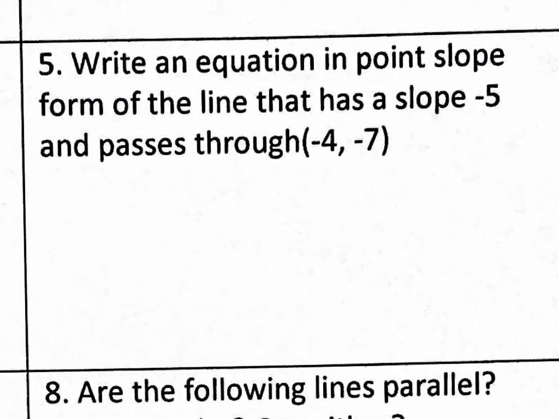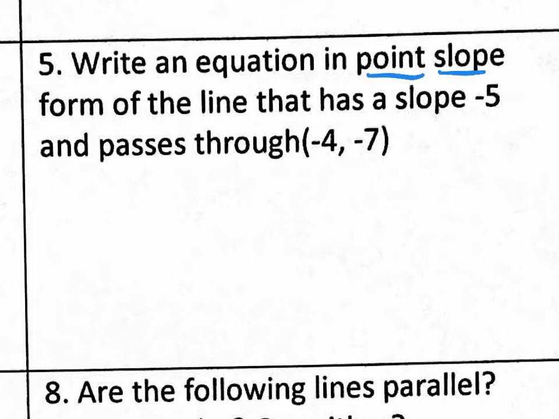Here we go. Write an equation in point slope form. This is not slope intercept, it's point slope. So you need to know what that is. And of the line that has a slope negative 5 and passes through the point negative 4, negative 7. So let's begin on this explanation. They're asking for point slope, right?